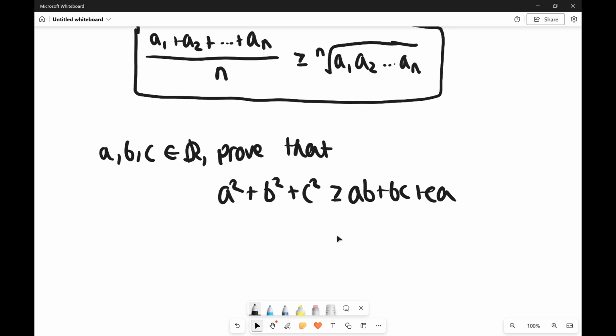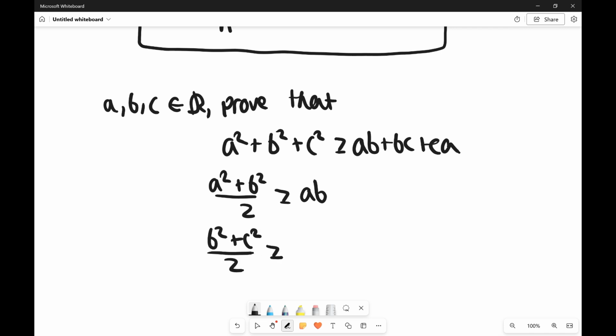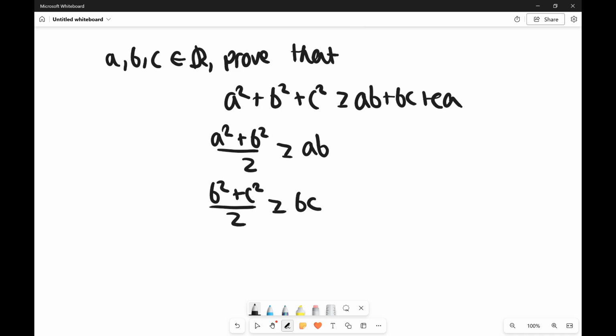Actually, it will, because we can apply AM-GM in the following way: a squared plus b squared over 2 is greater than or equal to ab. And then you can probably see where I'm going with this. And then finally, c squared plus a squared over 2 is greater than or equal to ca. And then you just add all these inequalities, and you're done.